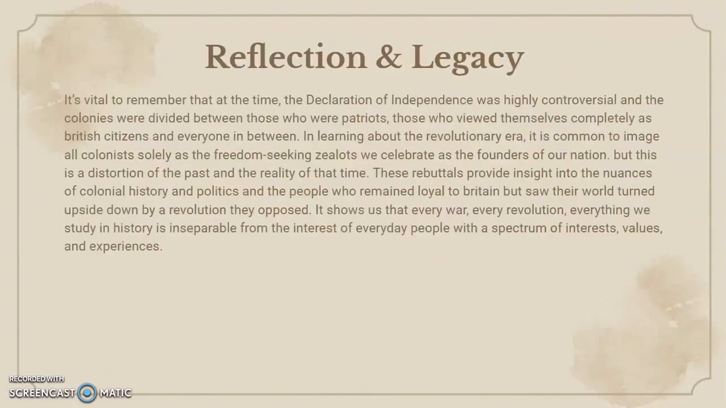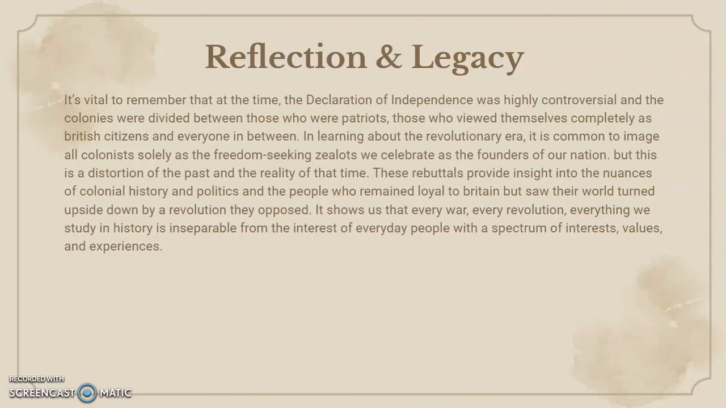And finally, I'm going to do some reflections. It's vital to remember that at the time, the Declaration of Independence was highly controversial, and the colonies were divided between those who were patriots, those who viewed themselves completely as British citizens, and everyone in between. In learning about the Revolutionary era, it is common to imagine all colonists solely as the freedom-seeking zealots and heroes we celebrate as the founders of our nation. But this is a distortion of the past and the reality of that time.